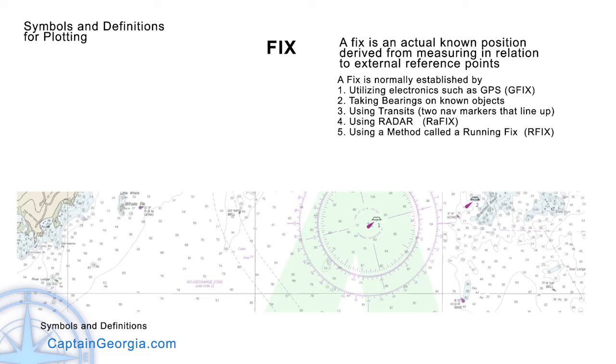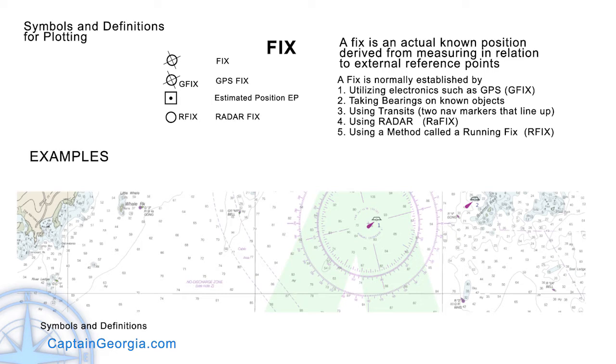So a fix is normally established by utilizing electronics such as GPS, taking bearings on known objects, radio towers, buildings, navigational beacons, using transits where there's two navigational markers that line up, using radar, taking a radar fix, and doing something called a running fix, which we'll talk about later.